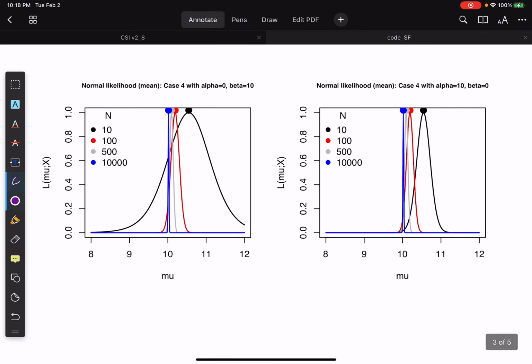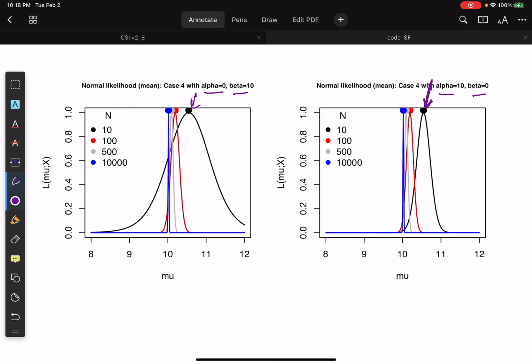So here I've changed for the marginal likelihood what the parameters are. Here you can see now with alpha 0 and beta 10, you get a much wider place to start with 10 observations. And here you get much narrower, with alpha 10 and beta 0. You get much narrower. So you're adding a lot more information to the data.